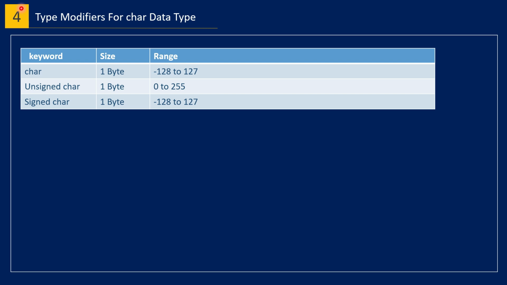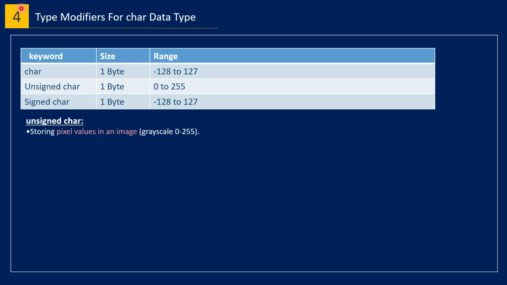There are three type modifiers for the data type character. First one is char, second one is unsigned char, and third one is signed char. Basically, signed char and char have similar functionalities and the range for both is similar. The difference is only unsigned character, and its range is double the range of character or signed character.